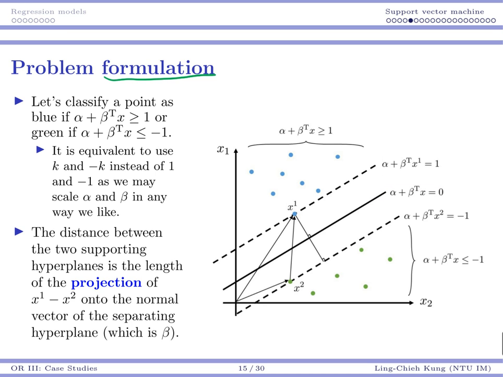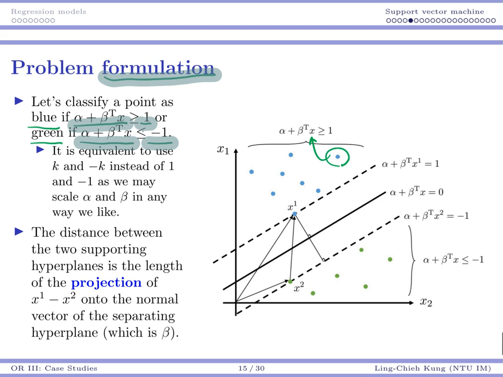So for each x, we're going to plug that into alpha plus beta transpose x to see what's the resulting value. We're going to say that, how about this? We're going to say a point is blue if that result is greater than or equal to 1, or we're going to classify it as green if that corresponding number is less than or equal to -1.